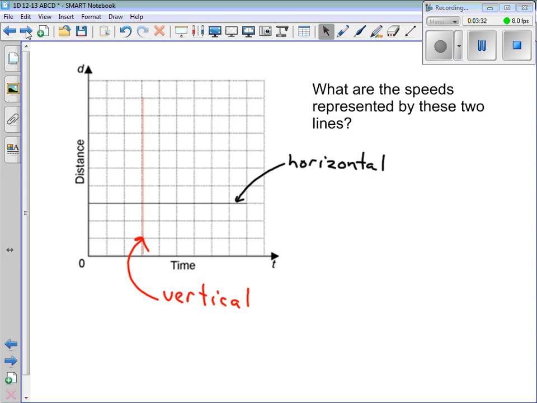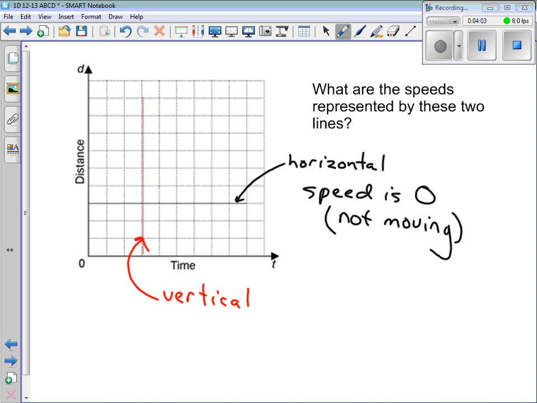Let's start with the horizontal line. What speed does that represent? How quickly is the person whose motion is represented by that black line moving? Nicole? Yeah, so their speed is going to be 0. Speed is 0. Okay? They're not moving. Put that in brackets.